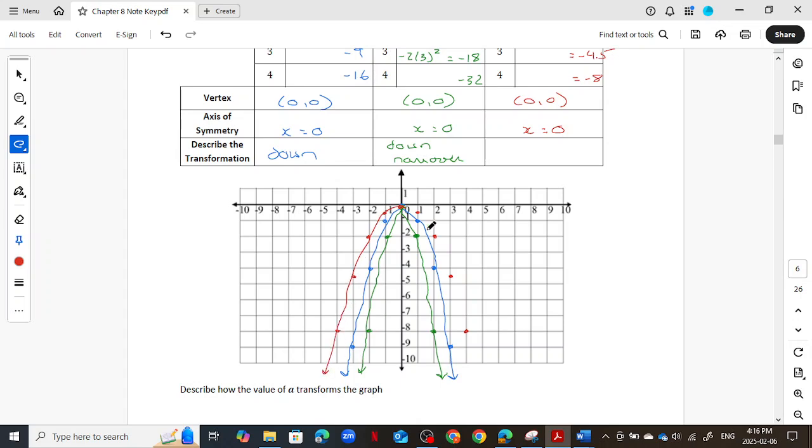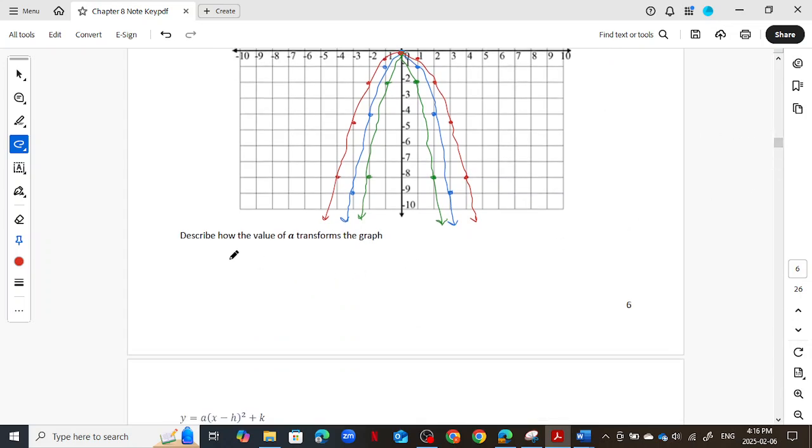So how would you describe this transformation? Well, you'd say that it was opened down because of that negative a value, and that it's wider because of the half. So describe how the value of a transforms the graph. When a is less than 0, it makes the graph open down. In Math 60, we'll call this a reflection of the y values, because the y values are being made negative over the x-axis. But for us, we can just say, hey, the graph opens down.